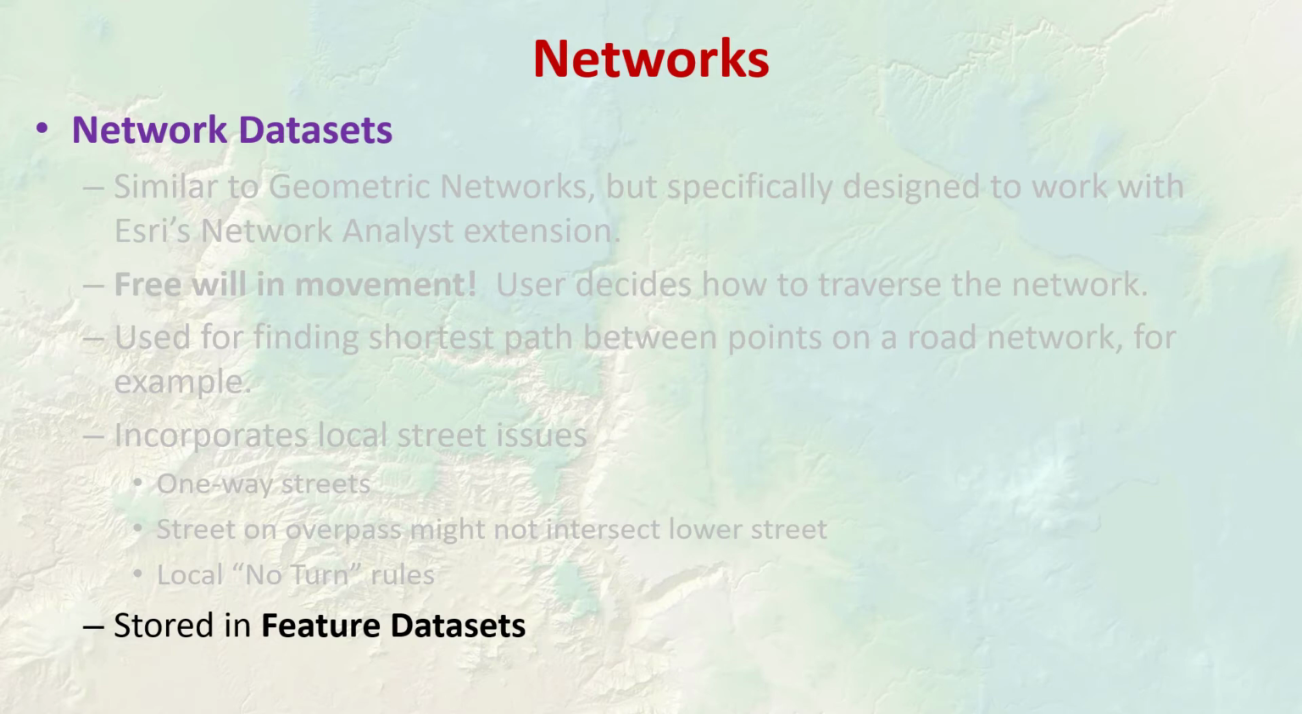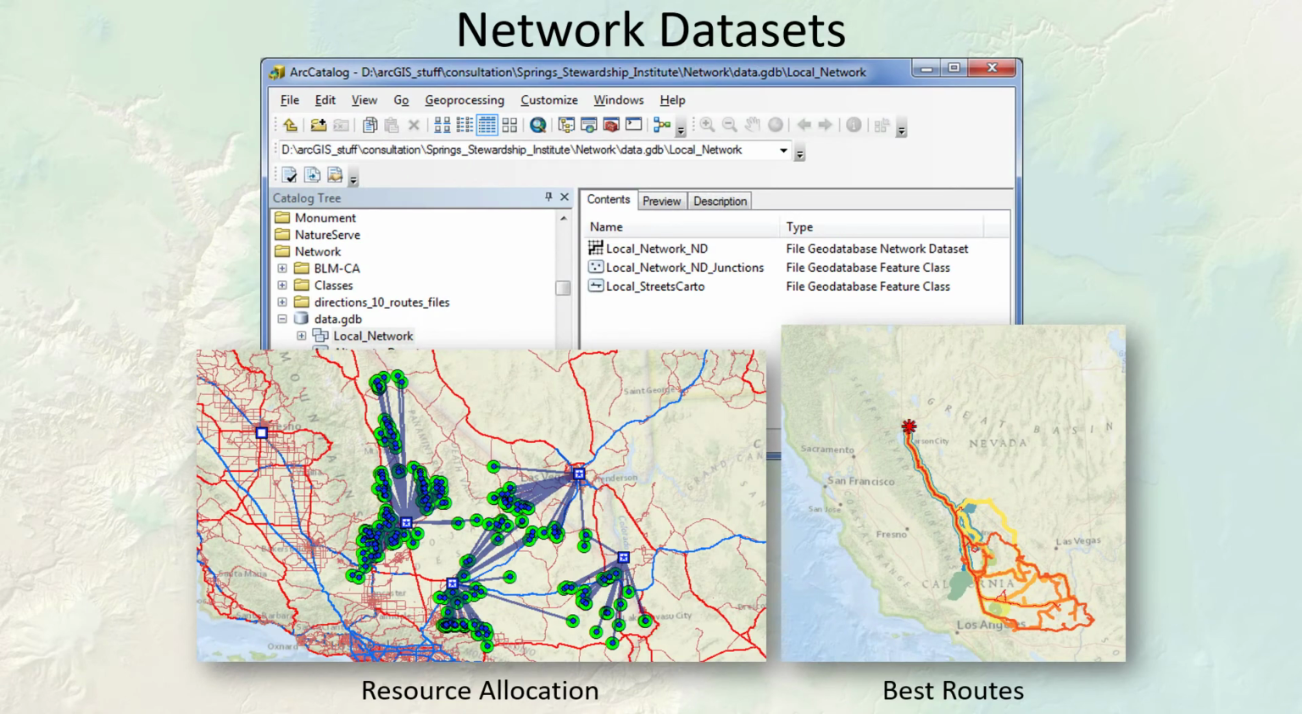So feature data sets, remember, a feature data set is what you use for describing a more complex system, something you can't describe with a single feature class. Well, these network data sets are good examples of these more complex systems. Now, network data sets are designed for the Network Analyst, and so here's some examples of things you can do with this.